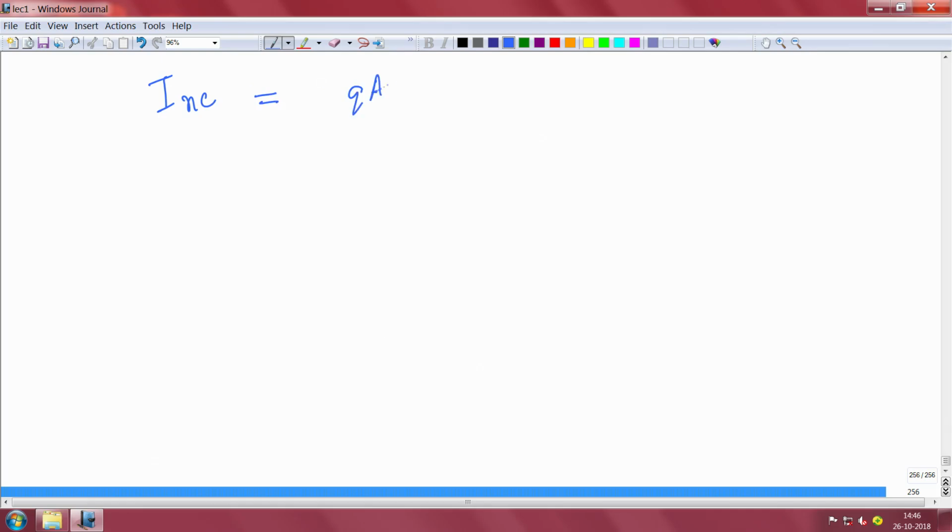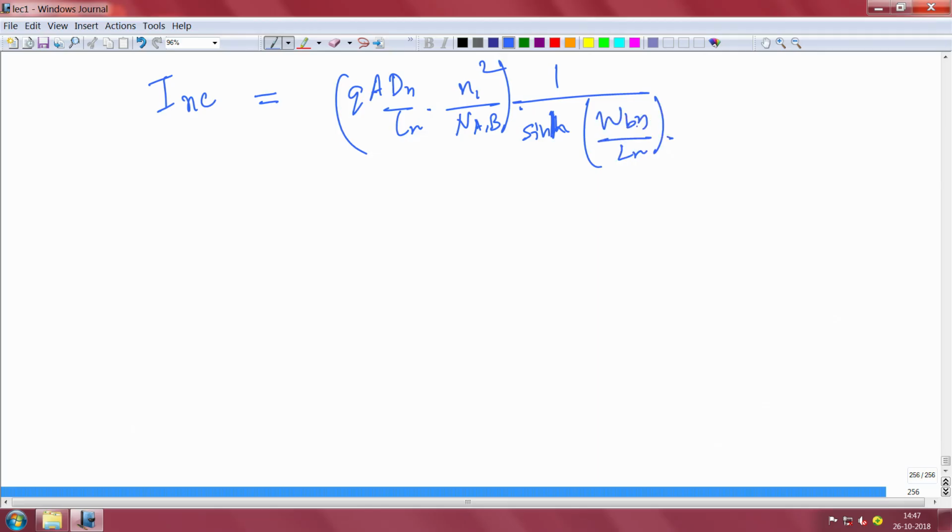So that will be q A Dn by Ln into the minority carrier profile, which is Na by Nb. This is all PN junction theory, into 1 by sinh, because the minority carrier profile has hyperbolic functions, sinh of WBN by Ln, and the whole thing of course has to be multiplied by e to the power qVBE by kT minus 1. That's your collector current.